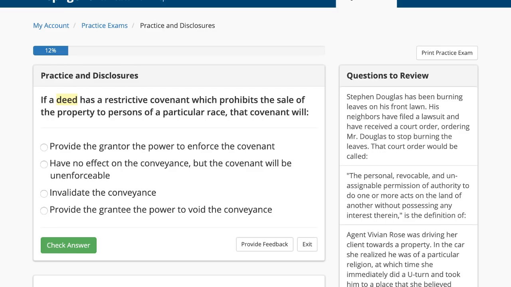Okay, here we go. If a deed has a restrictive covenant which prohibits the sale of the property to a person of a particular race, that covenant will A, provide the grantor the power to enforce the covenant. B, have no effect on the conveyance, but the covenant will be unenforceable. C, invalidate the conveyance. Or D, provide the grantee the power to void the conveyance.